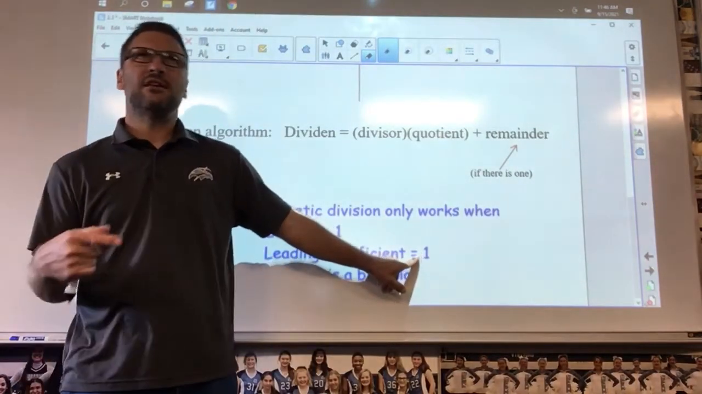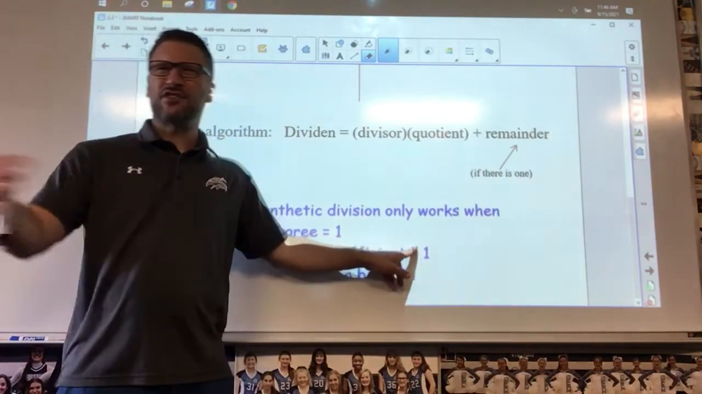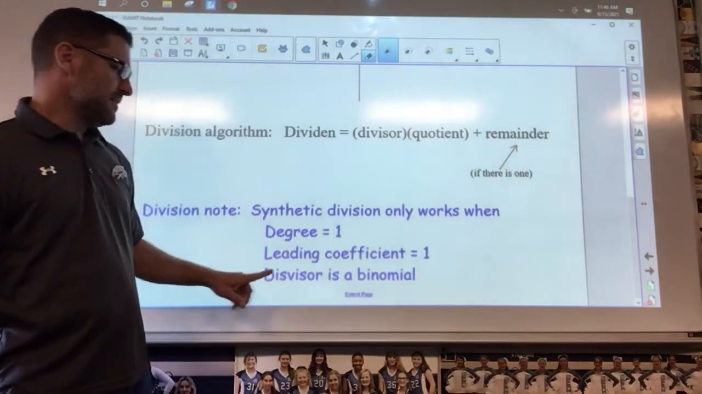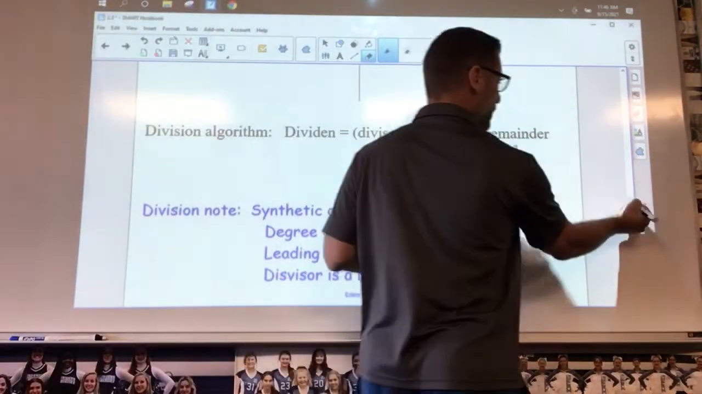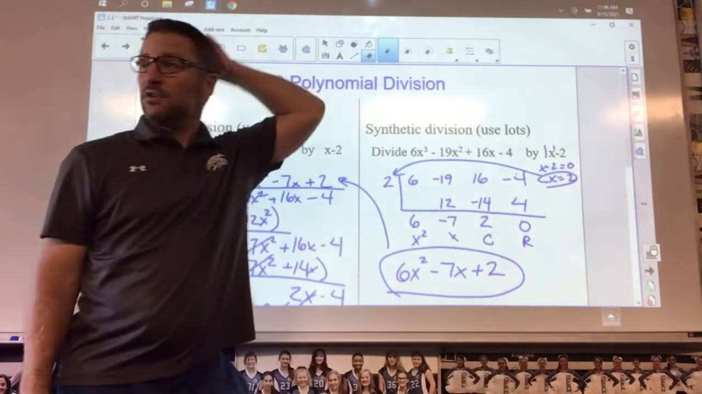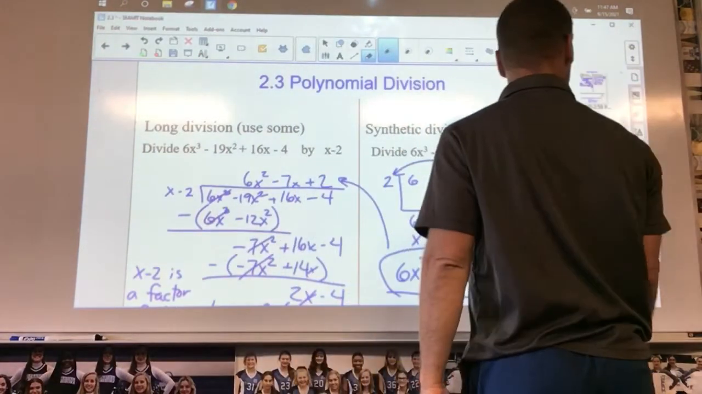You can't use synthetic division for 2x plus 1. There is a fancy trick where you can turn everything into a fraction and do it, but I might show you that, we'll see. And the divisor has to be a binomial, like x minus 2. You can't just randomly do it for anything. So there is some limitation to synthetic division, but it does work great.